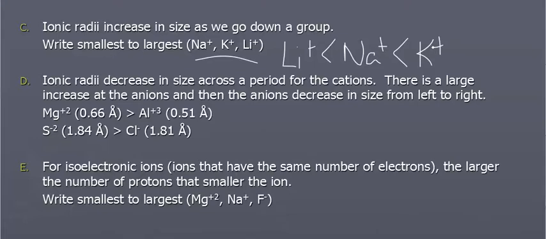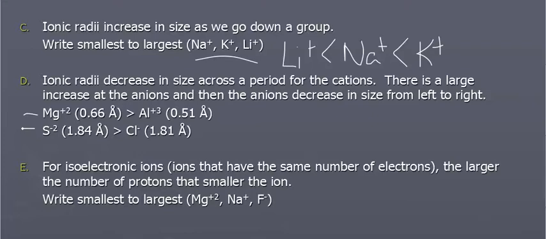As we go across a period, ionic radii decrease. For the cations, there's a large increase when we get to the anions, and then the anions decrease from left to right. Here's some examples in the third row on the periodic table.